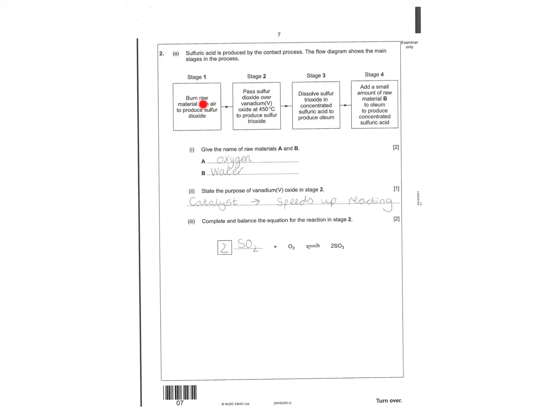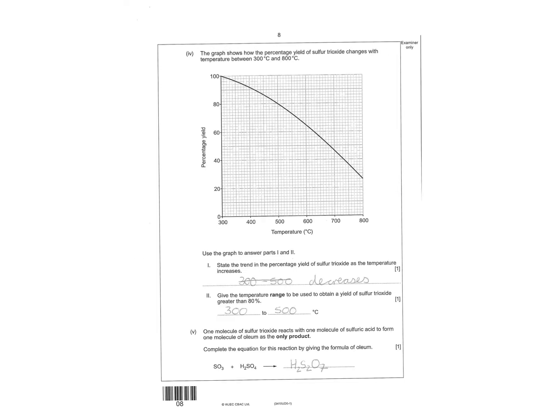So the raw material added in to the air to make sulfur dioxide, so kind of gave it away there. The oxide is oxygen, and the raw material here is water. The purpose of vanadium oxide is a catalyst that speeds up the reaction, not reacting, reaction. Okay. Stage 2, so sulfur dioxide is there. Sulfur dioxide, so sulfur with 2 oxygens, and then balance it out.